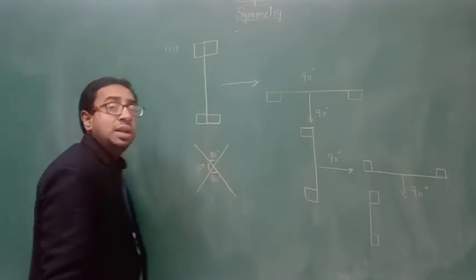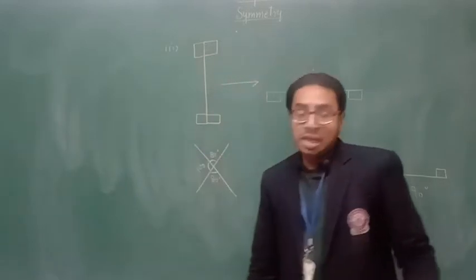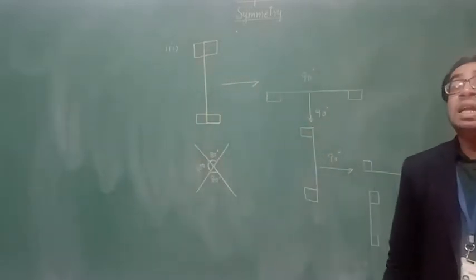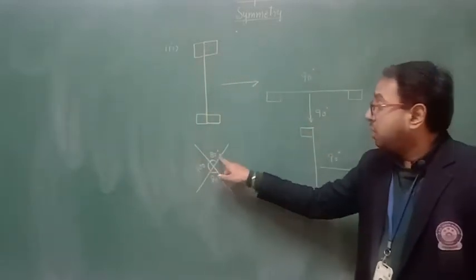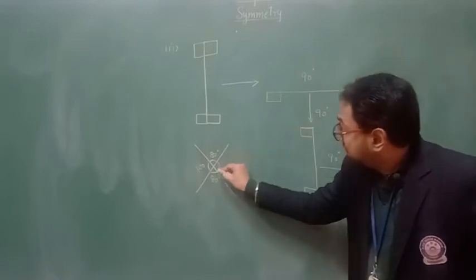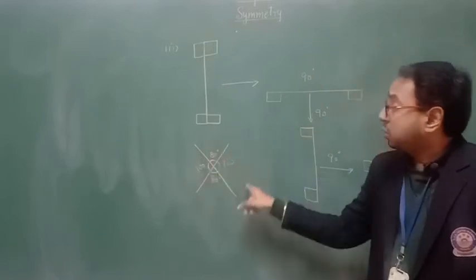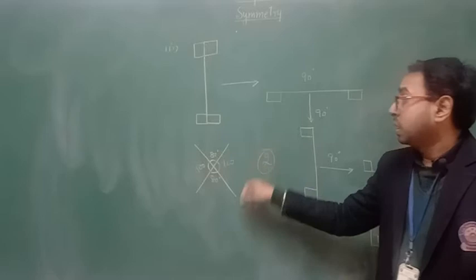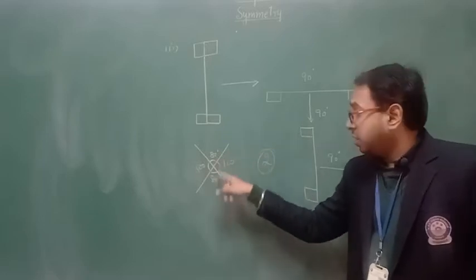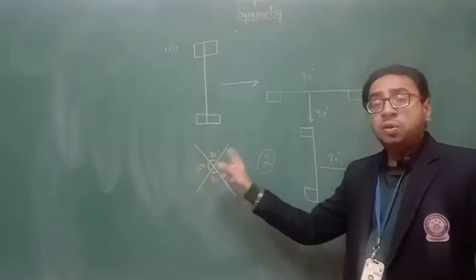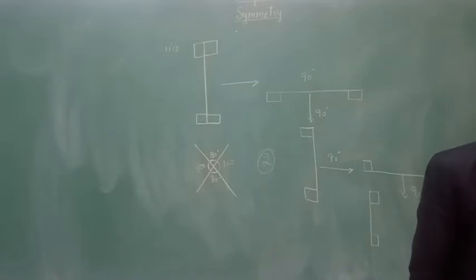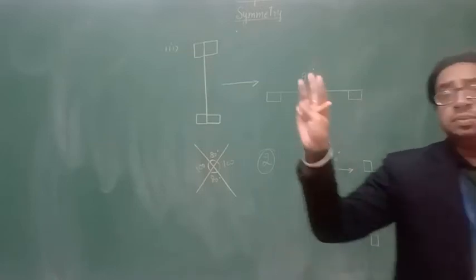Because what do you mean by linear pair? The sum of two adjacent angles on a line must be 180. So 100 plus 80 is 180. So this is also 100. So if I rotate through any, order is 2. Because after a 180 degree turn, this 80 will change, 100 will change. Clear? Next, third, equilateral triangle, order is 3.